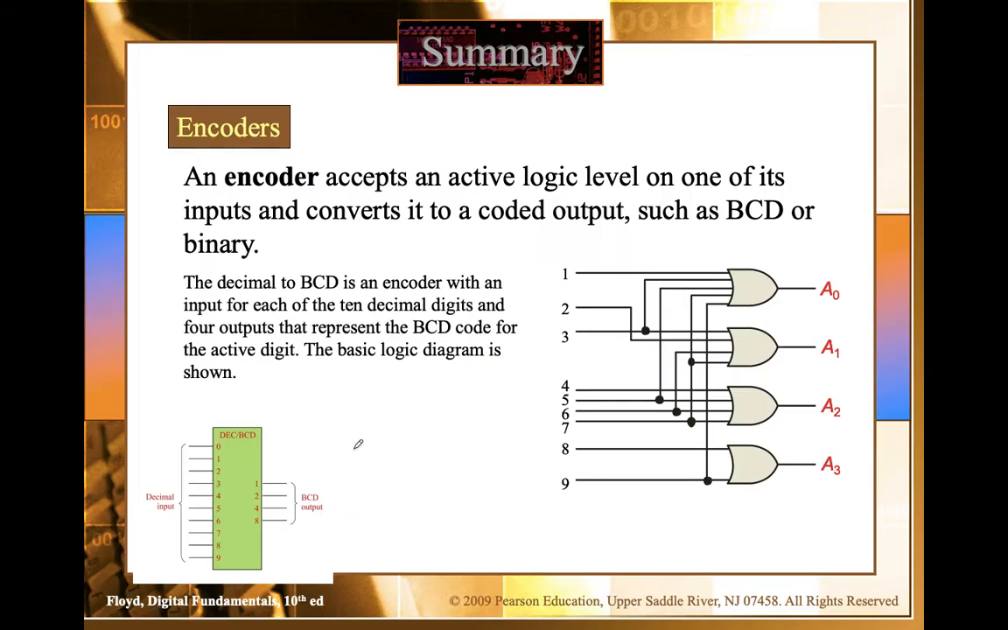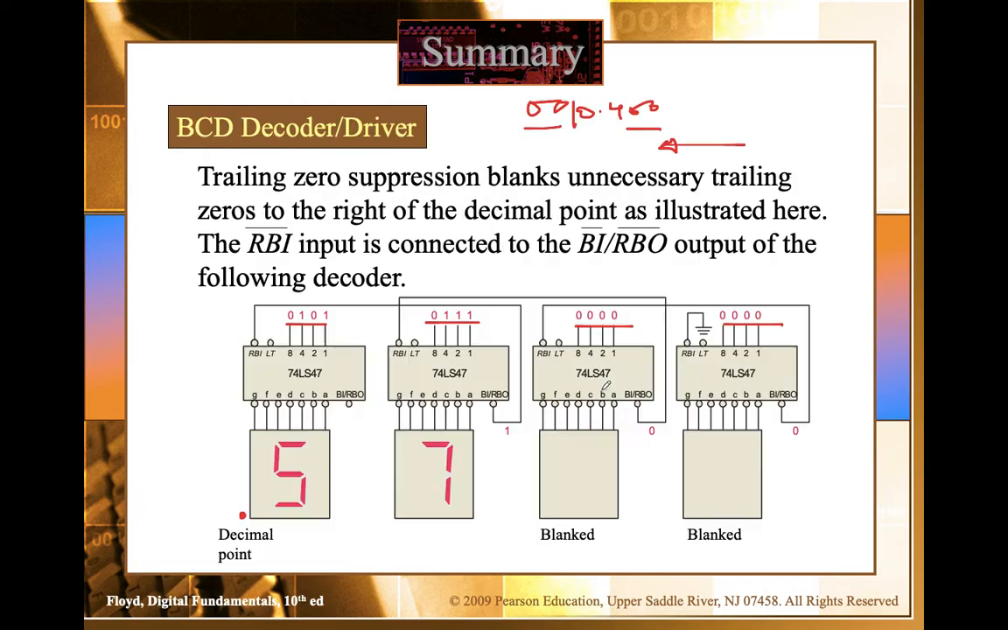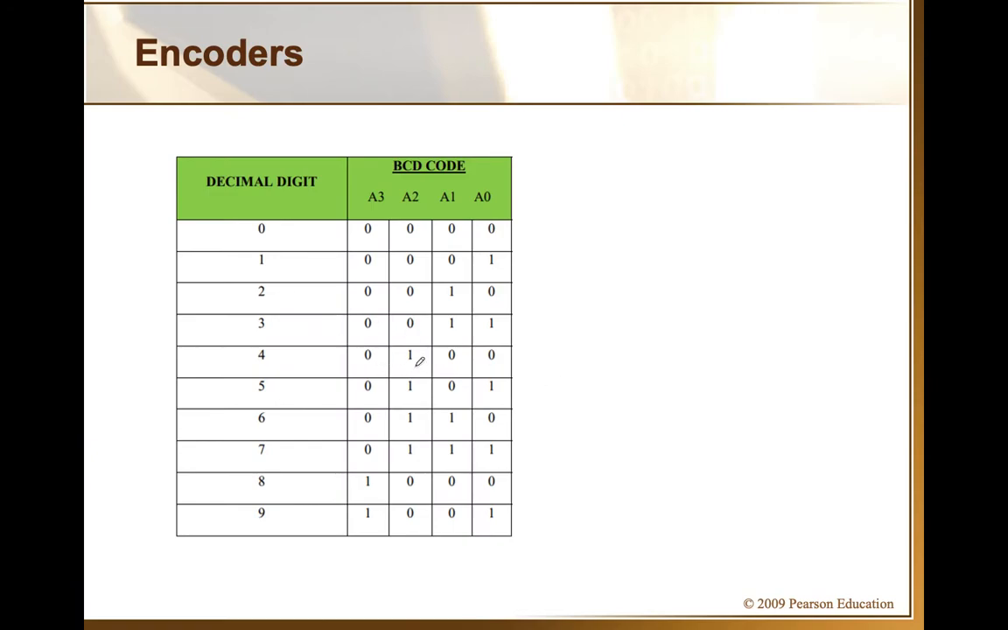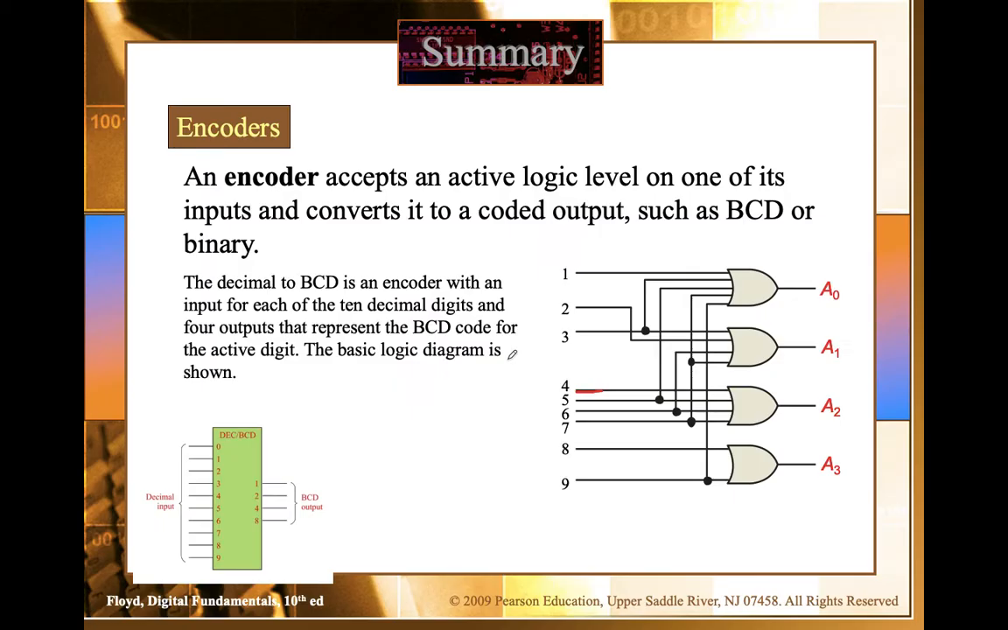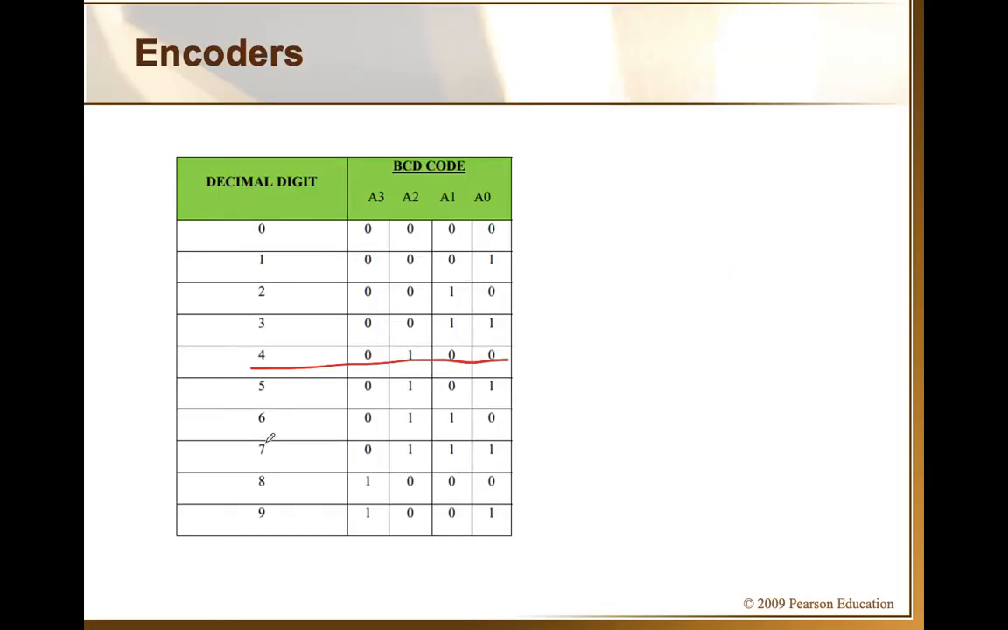For example, if the fourth line is high, what should be the code for 4? You know that, right? The code for 4 is 0100. A3 should be 0, A2 is 1. I'm talking about this: if this is 4, only this line will be high, because this is an OR gate. So this is high, it will be high. Otherwise, since all of the other inputs are 0, all of these outputs will be 0. So you get the code for 4. How did they come up with this diagram? Just using this table.